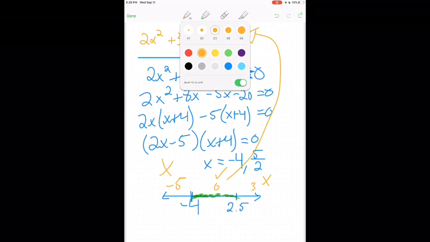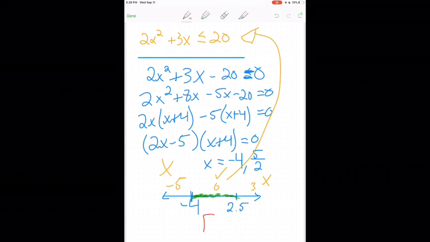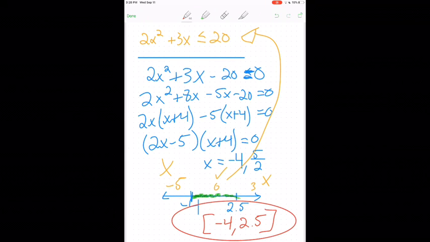Okay, so we do have the right interval, and putting that in interval notation, it's going to be negative 4 to 2.5 with brackets because it is a less than or equal to. And that's quadratic inequalities.